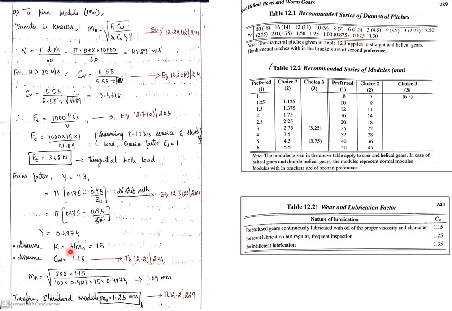All these values you need to substitute back in the module formula to find the module Mn. 1.09 mm is the value which you get. If you check this value in this table, the next higher value is 1.25, correct? 1.09, the next value is 1.25, hence we take the standard value for Mn as 1.25. Okay, next one.